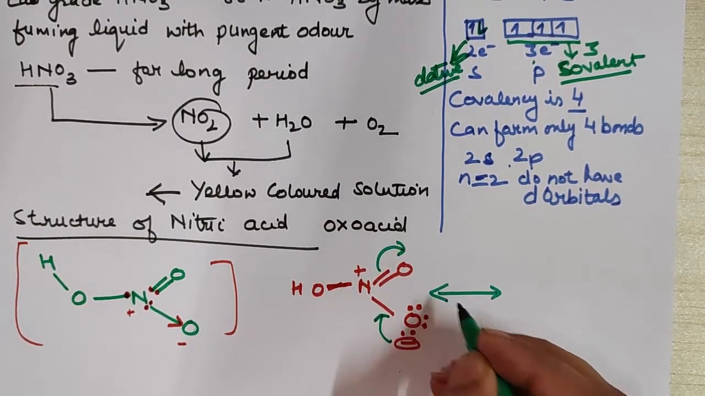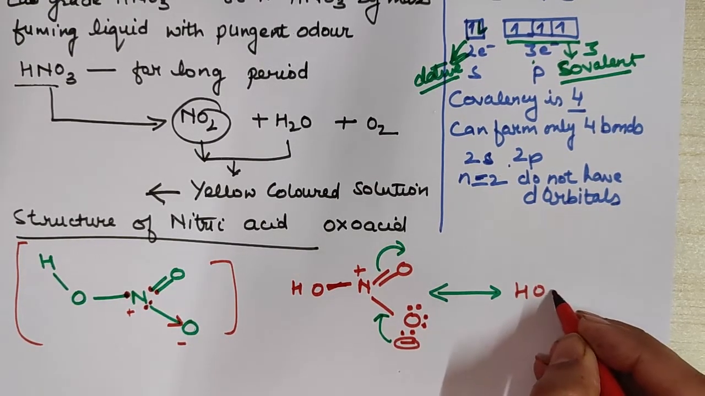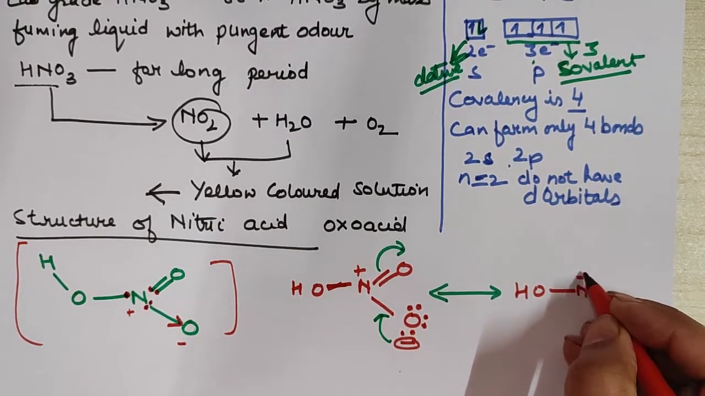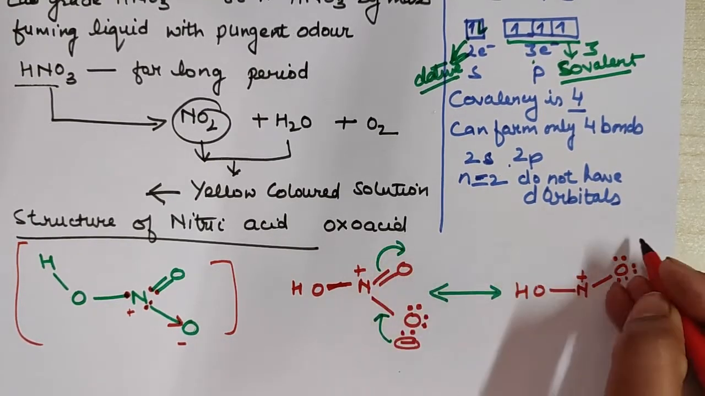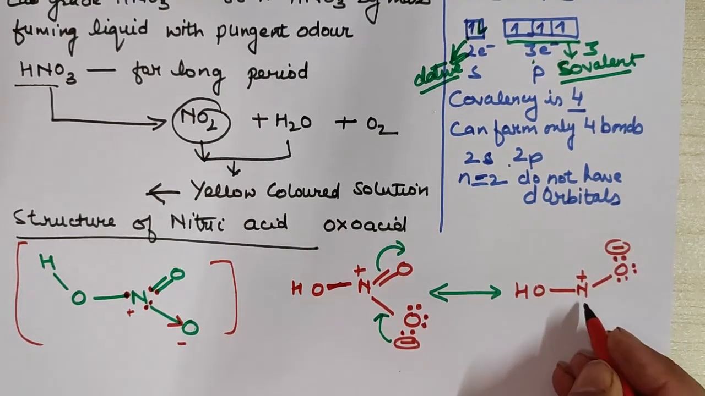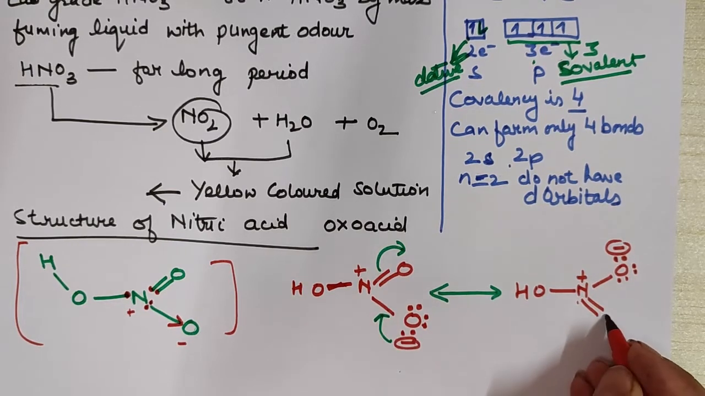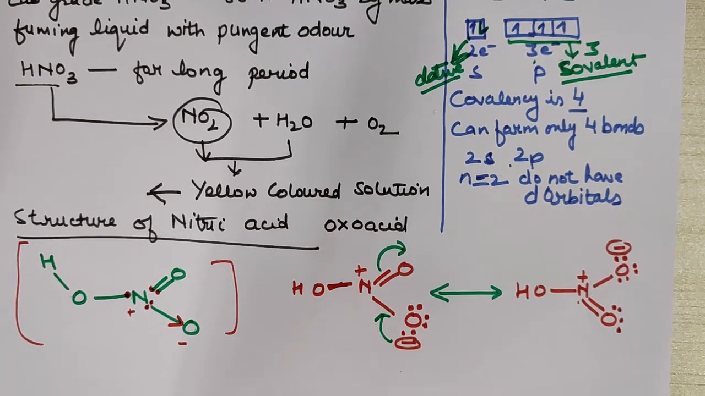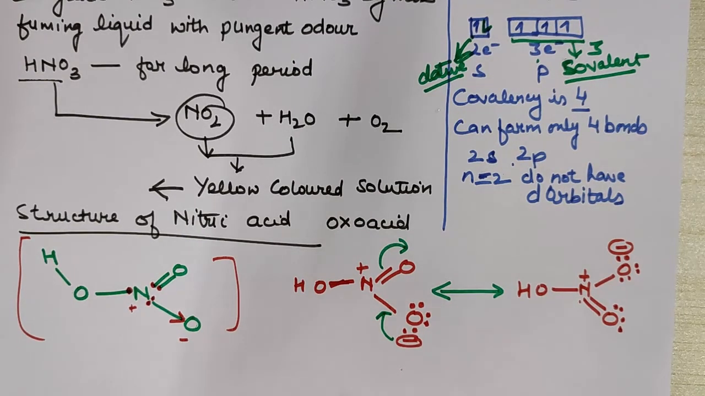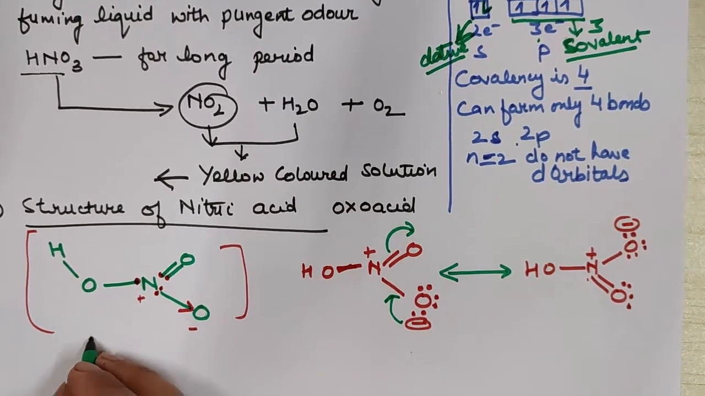So the next resonating structure will be in this way, where it is HO N positive again, and here this oxygen has 2 and 2 and 2, because electrons are moving here, so these electrons with negative charge. Here now you will get a double bond, this electron moving here, and this oxygen will have now only 4 electrons. So in this way you will form a resonating structure for nitric acid.